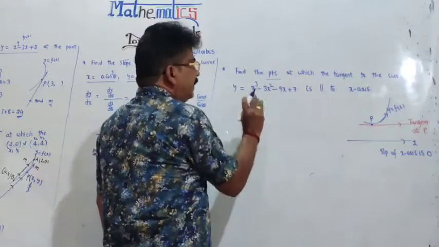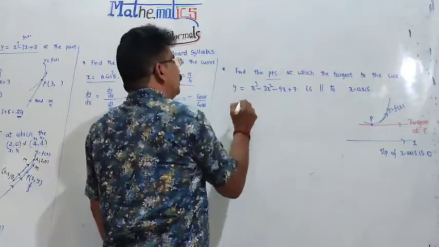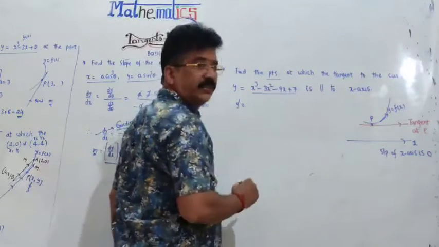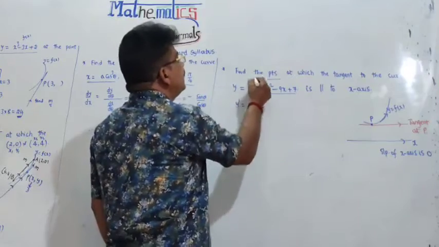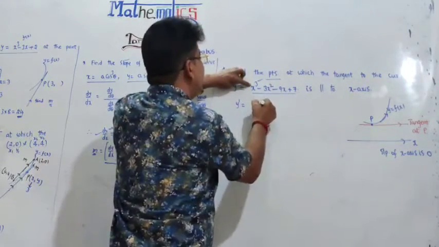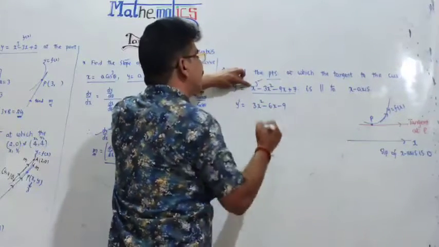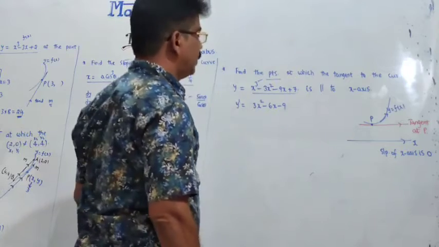First, I will find the gradient. y dash means y is a function of x. Therefore, y dash means differentiation with respect to x. So this is 3x square minus 6x minus 9. This is y dash.